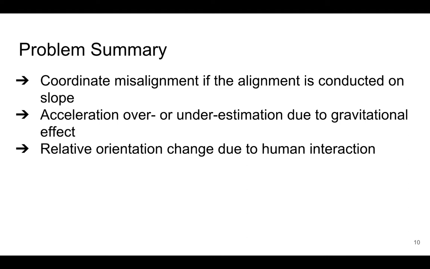Another is what we call relative orientation change. For example, if you grab your phone from the mount and put it into the pocket, then the orientation of the phone is changed. So we need to conduct the coordinate alignment again.